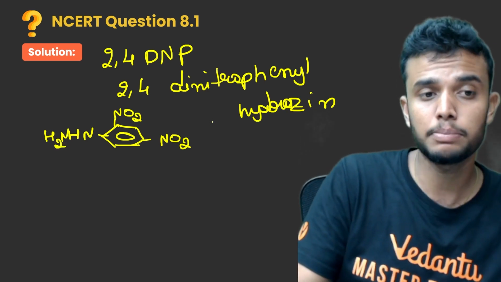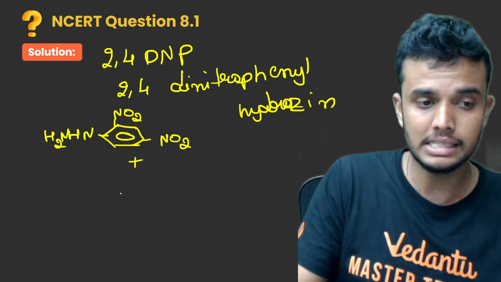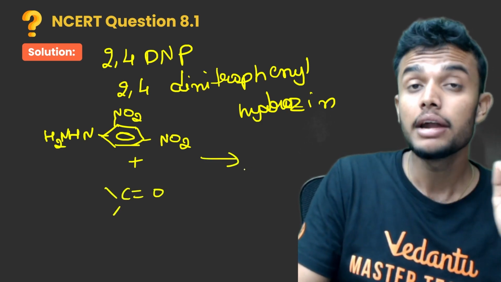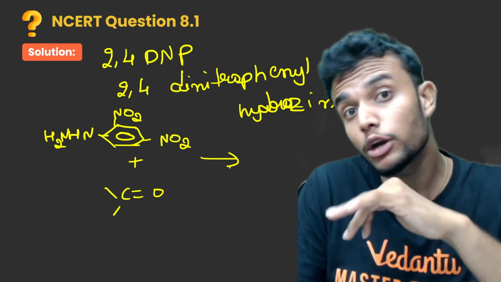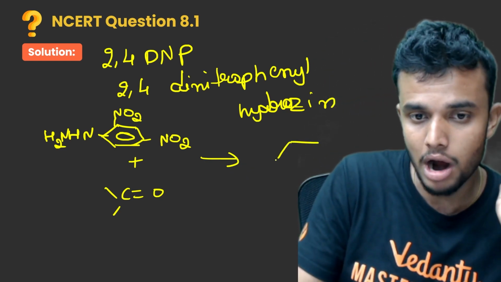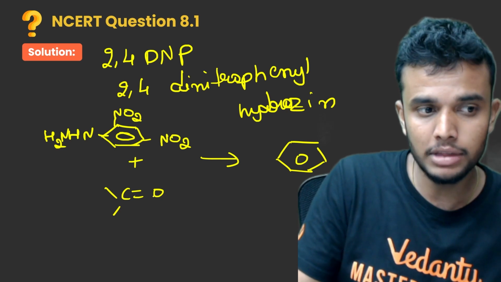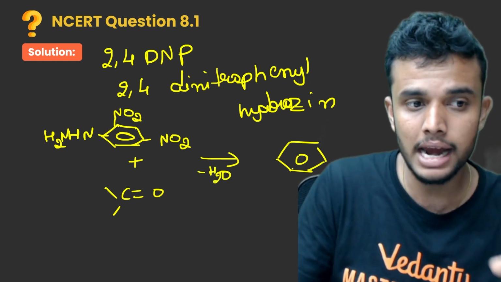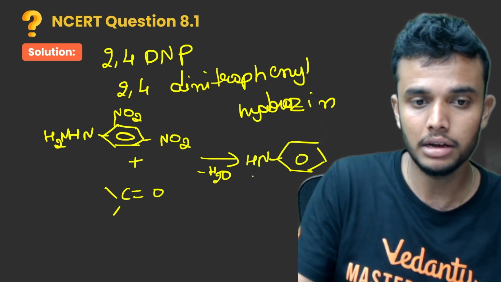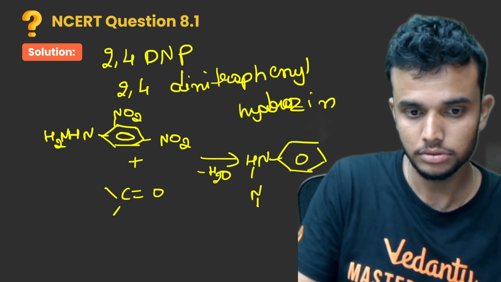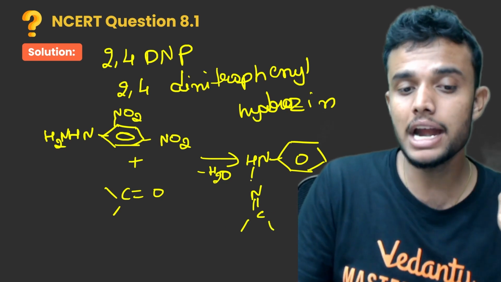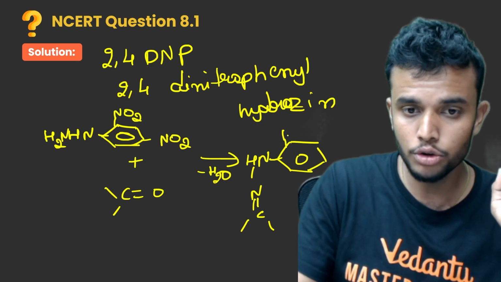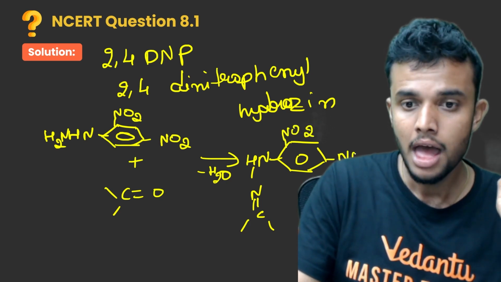Let's move on to the reaction part. What happens when 2,4-DNP is reacted with a ketone or aldehyde? It yields the 2,4-dinitrophenylhydrazone, students. What happened here? From this H2 and O, a water molecule is eliminated, and finally this compound is formed. Here in the hydrazone, a C=N double bond is present with NO2 groups at the second and fourth positions. Understood, students?